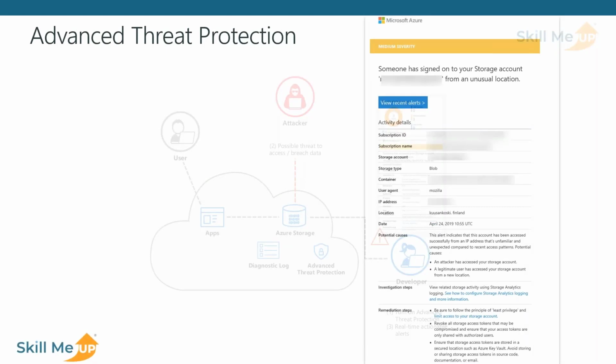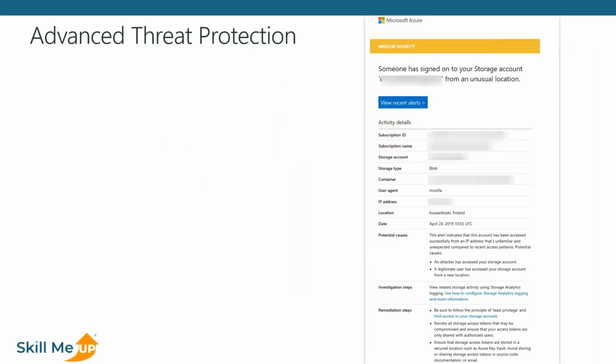So, most common scenarios, here's a good example. Someone has signed into your storage account from an unusual location using Mozilla Firefox and coming from Kuusankoski, Finland, which is, Finland is in the middle of nowhere, and Kuusankoski is, even from a Finnish point of view, in the middle of nowhere. So really this is something unusual that I might want to have a look at. There are some potential causes, there are some remediation steps. A very good alert that's ready-made and parsed for me. Instead of parsing all of the raw data myself, I can have my analysts looking at these and validating these instead of the whole raw data.